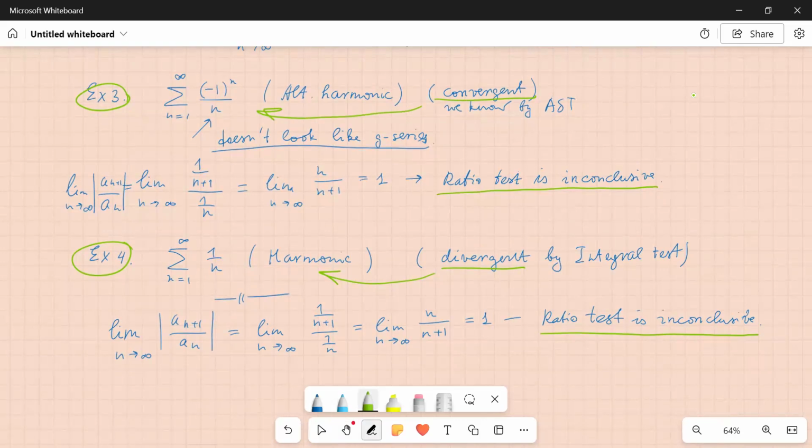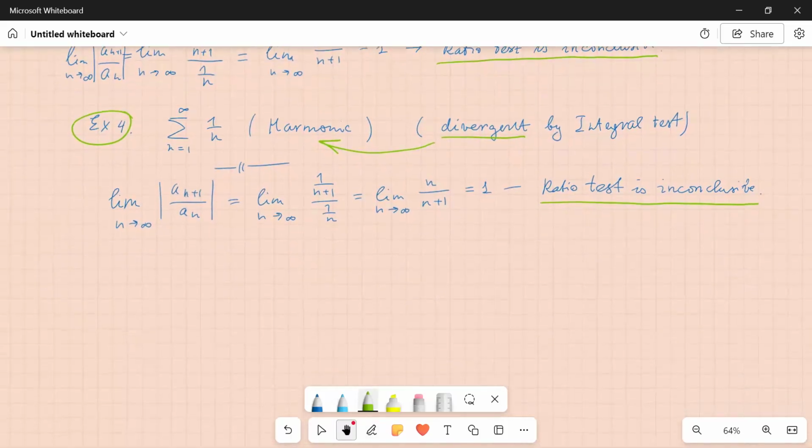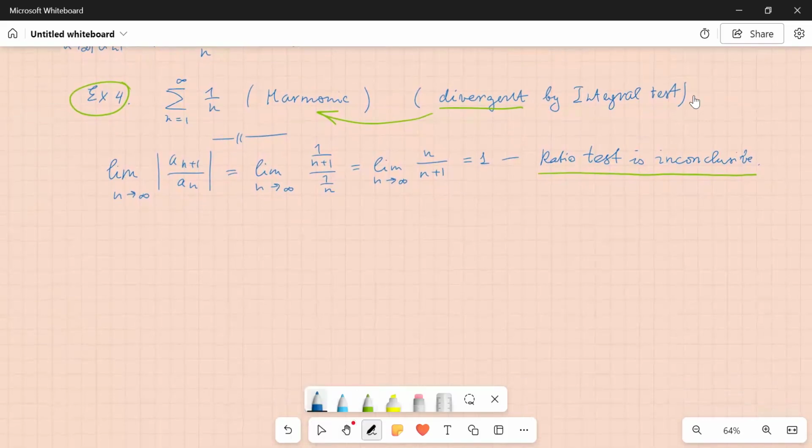Okay, so maybe we need to consider more examples. Let's do one more example before we move to the root test. Okay, let me change my color again. I'm going to consider an example with a factorial because I know that you guys are not very good with factorials. So why don't we consider an example with a factorial? The sum of minus 3 to the power of n over n factorial, n goes from 1 to infinity.